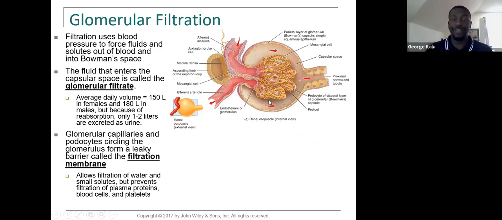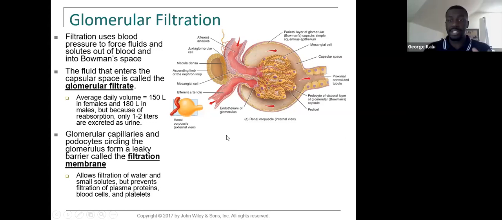So every day we filter about 150 to 180 liters of fluid. But as we know, we're not peeing out nearly that much. We're peeing out only maybe 1 to 2 liters of urine a day. The reason that we're only excreting such a small amount of urine compared to the amount that we're filtering is because we reabsorb so much of it. And we bring all that stuff back into the body.